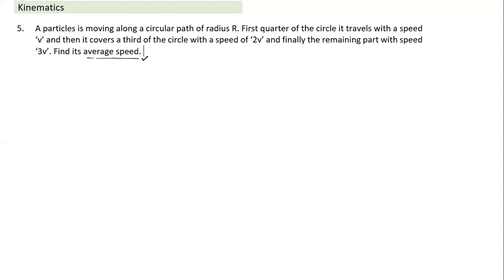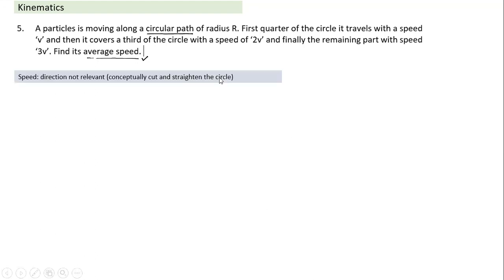So rather than treating this question as a circular path, had this path been straight, it doesn't change anything. In case of speed, direction is not relevant. So conceptually, I can cut the circle and take it as a straight path also. We can solve it in the case of a circle too, both ways, but I find this much easier. So what is the total distance traveled?